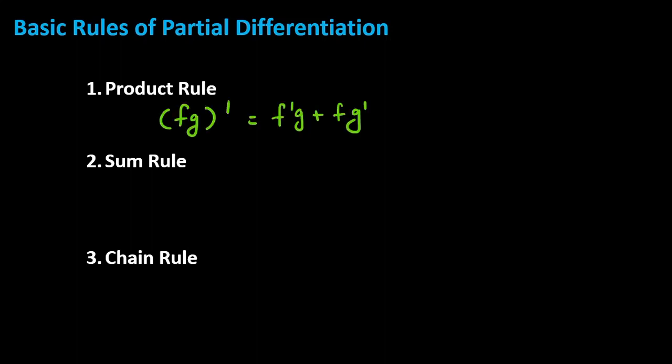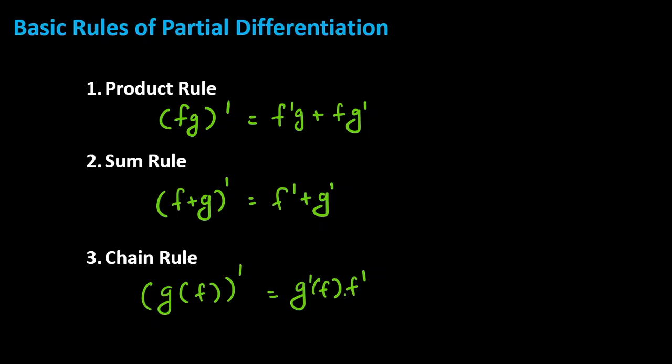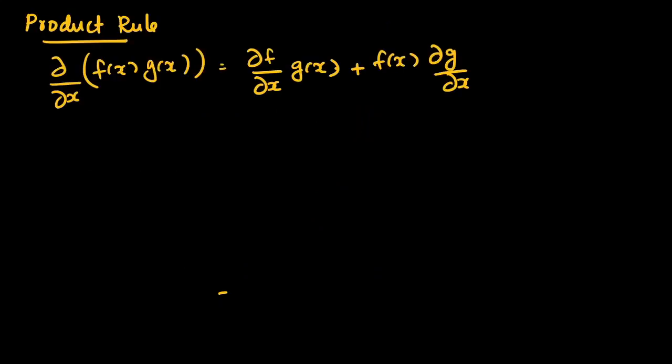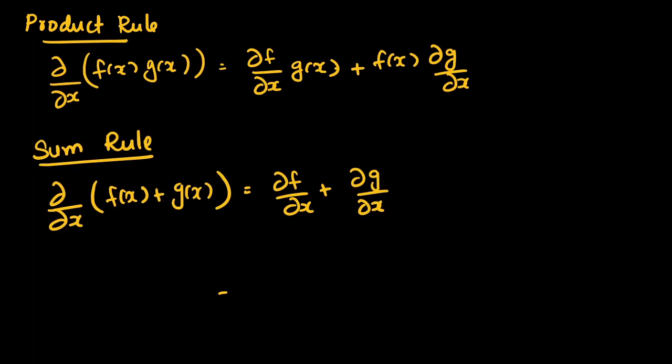Then the basic rules for partial derivatives are the same as those of differentiation: product rule, sum rule, and chain rule. Product rule: if the function is written as the product of two other functions f and g, then the derivative can be written like this, f dash g plus f into g dash. Then the sum rule: if the function is written as the sum of two functions f and g, then the derivative will be f dash plus g dash. Chain rule, same as before, g of f will be written as g dash into f dash. Its different representation is like this, dou by dou x of f of x g of x is equal to dou f by dou x into g of x. The same thing, but we use the dou representation, that's all.